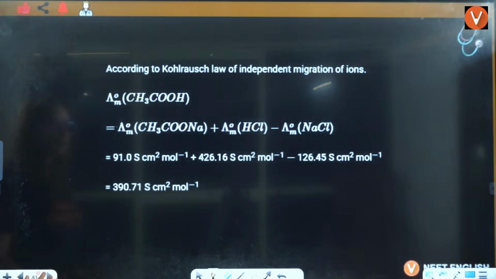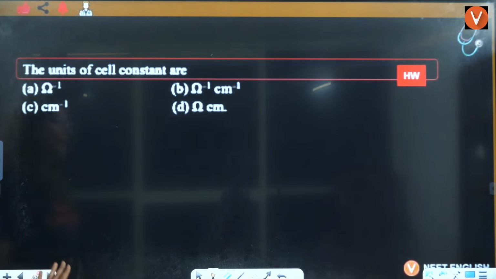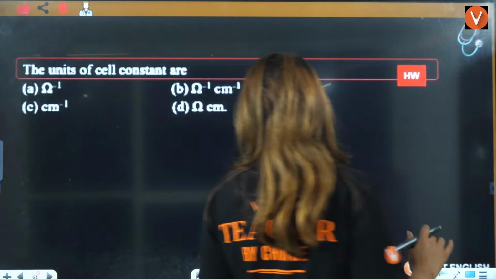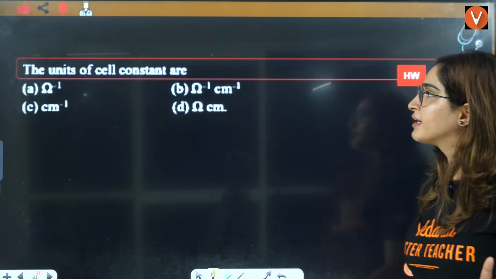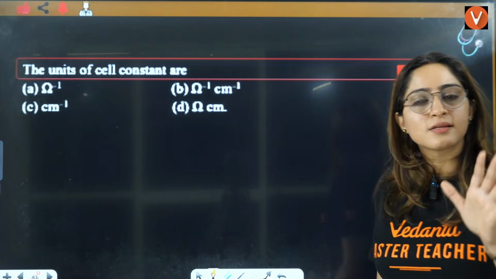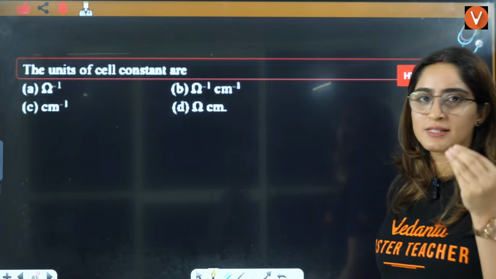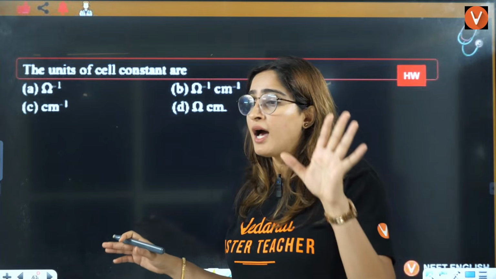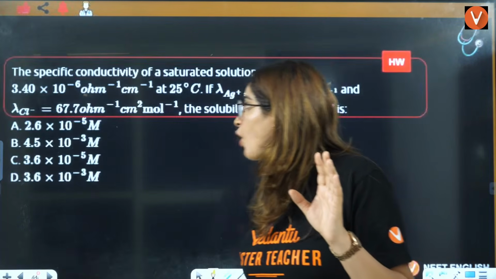And yes, now this is the homework. I know that you are not going to do it, right? I have no expectation. So you can see this is the homework. You need to tell the units of the cell constant. If you want to answer, you can tell the answer in the comment section.